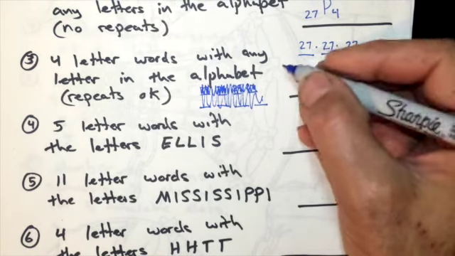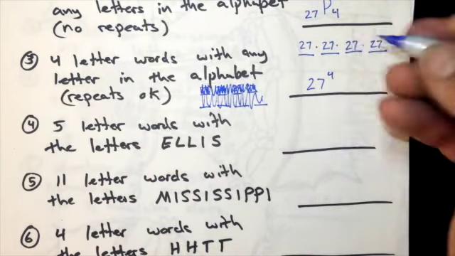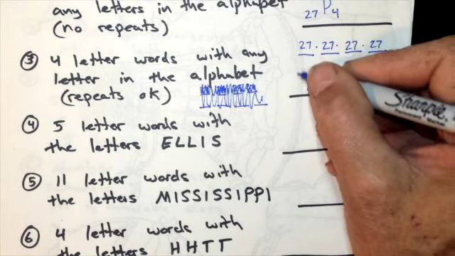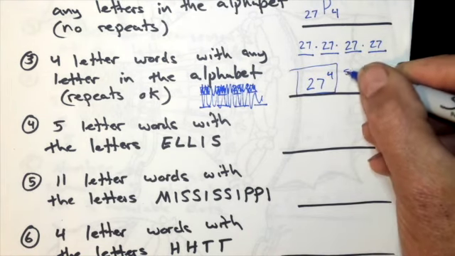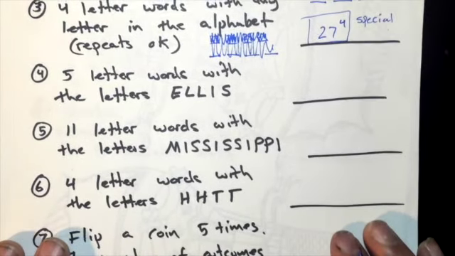But notice that this one's kind of special because I'm not arranging, I'm just choosing letters. So this is neither a permutation nor a combination. So that one is special. Let's check out number 4.